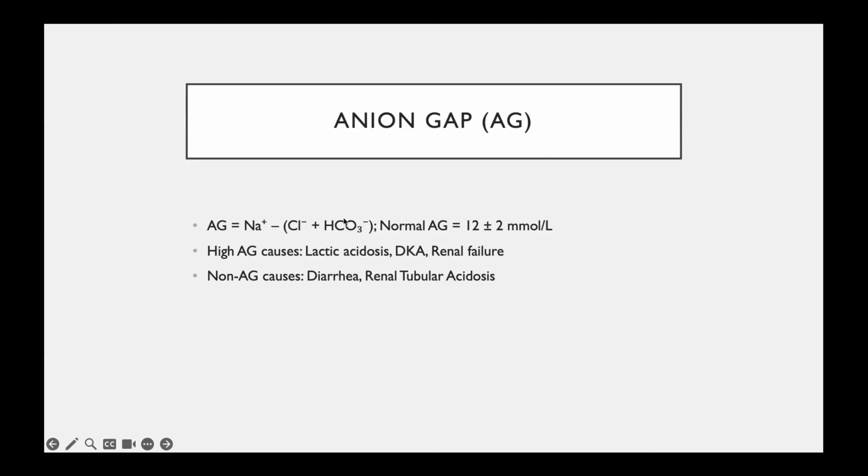So if somebody has acidosis, we need to know whether this patient has high anion gap acidosis or normal anion gap acidosis. How to find out? Calculate the anion gap. If it is acidosis with a normal anion gap, that patient has a normal anion gap acidosis. That's simple.